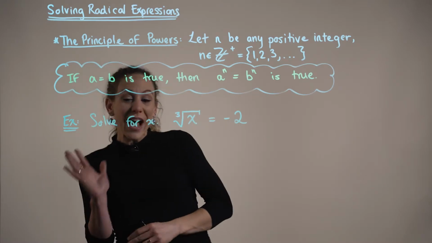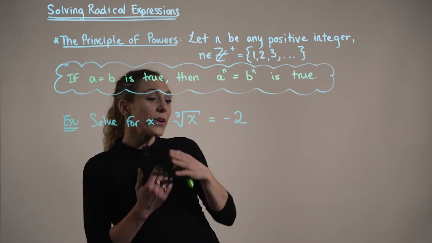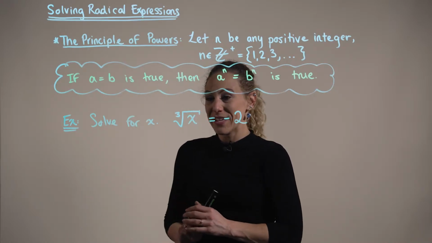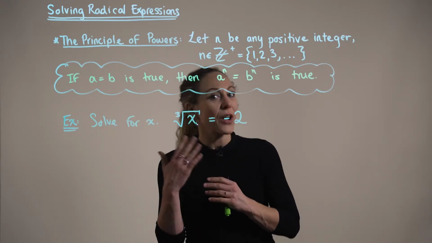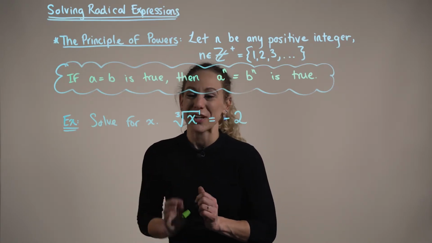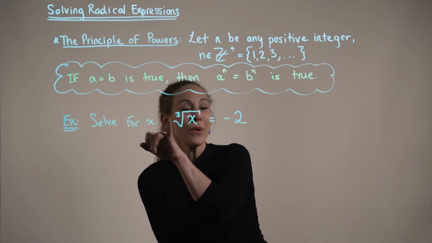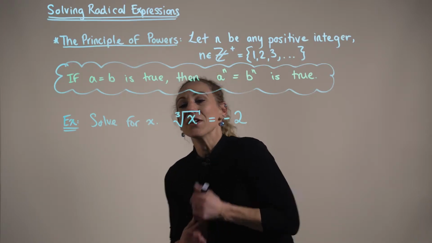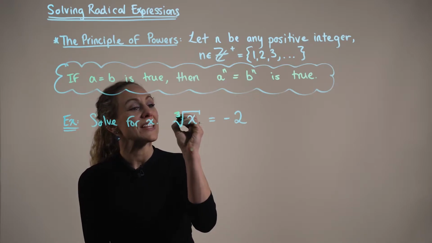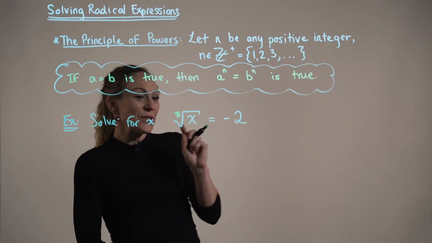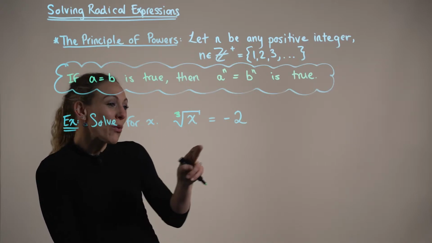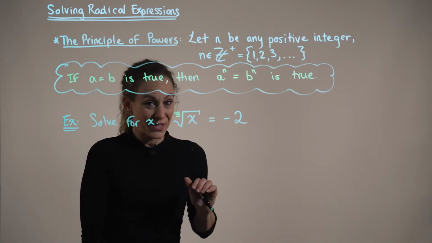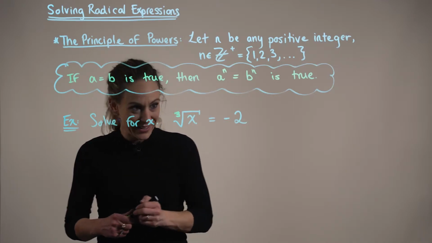Let's suppose that we're asked to solve for x, and we're given the third root of x is equal to -2. Now, when we're solving an odd root radical, or any radical for that matter, we always want to make a note of the root index. Notice in this case, our root index is 3. So by the principle of powers, in order to solve for x here, we're going to want to raise both sides of this equation to the power of 3.